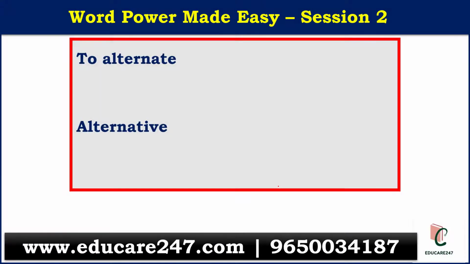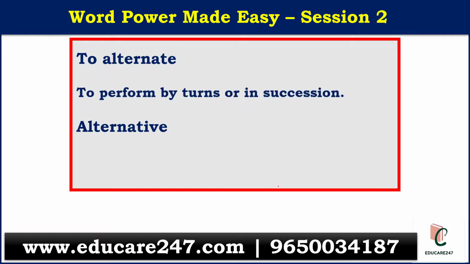We have to alternate. To alternate is again the verb form of alternate. It means to perform by turns or in succession. Basically I could state it as one after the other. So one action, then another action, then again the first action. So it's happening alternately, one after the other.